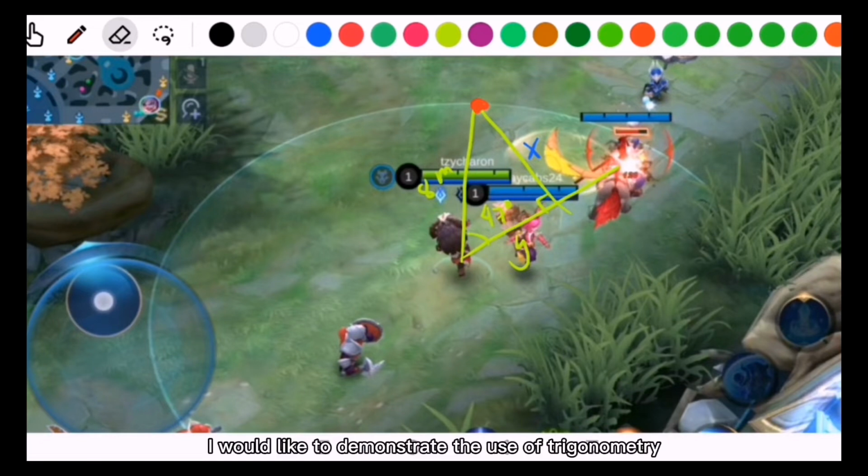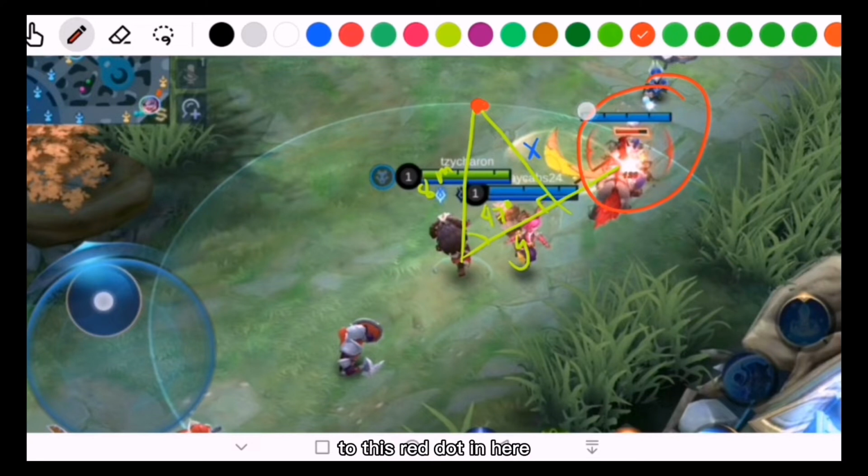I would like to demonstrate the use of trigonometry when moving an object in game programming. So let's say for example we wanted to move Koopa to this red dot in here. Therefore, we need the radius from the illustration, which is 8 meters, and the angle, which is 47 degrees, for us to be able to identify the x and y values.